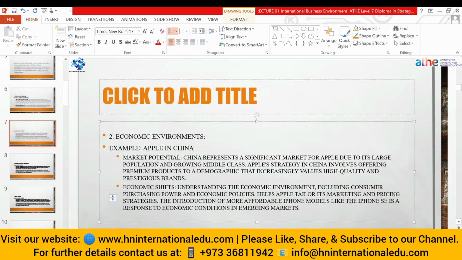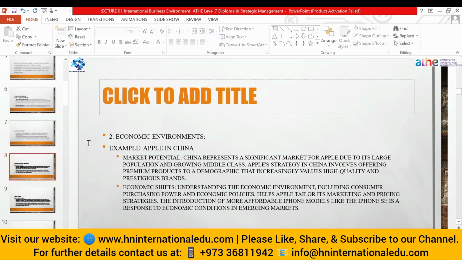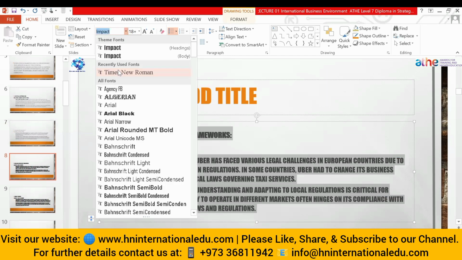Economic shifts. Understanding the economic environment, including consumer purchasing power and economic policies, helps Apple tailor its marketing and pricing strategies. Like in Pakistan, it is very expensive, and when we pre-book it, it becomes even more expensive. But in other countries, if we buy it from the UK, London, or Reading, then it is quite less expensive as compared to our own nation. So that is the comparison. Economic environments. Is it clear to you? Yes, ma'am. Okay.